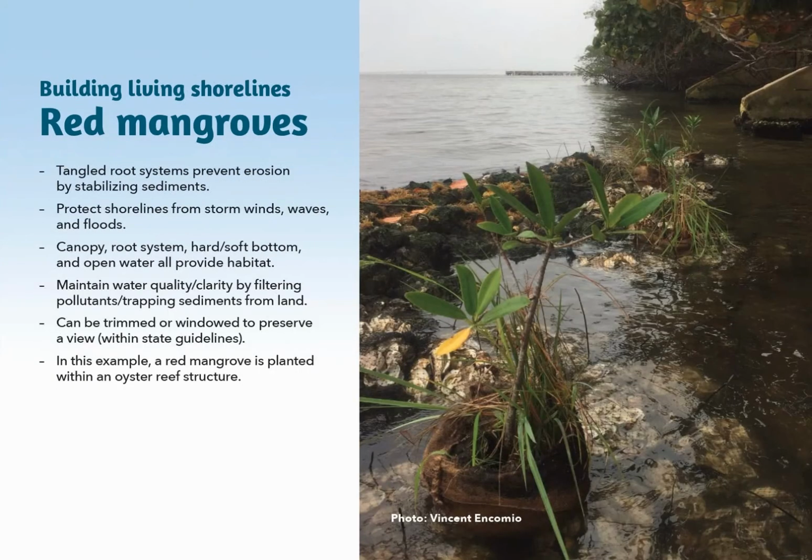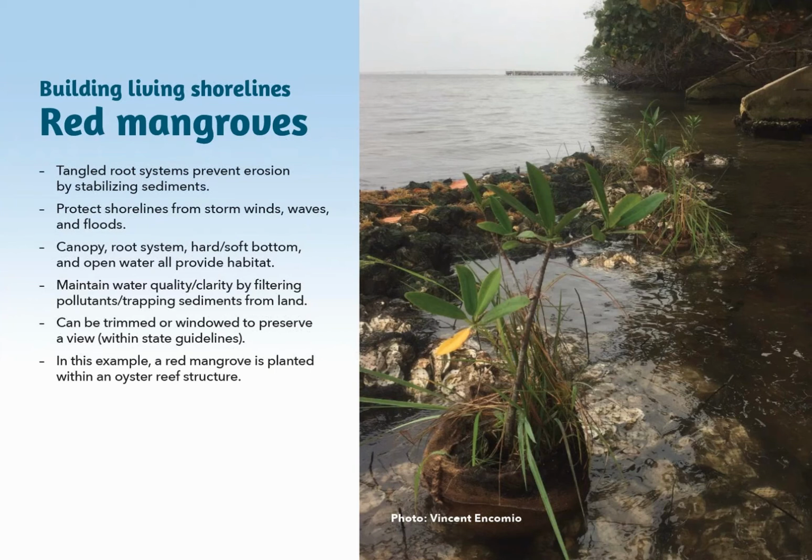The last component that I'm going to talk about is red mangroves. Sometimes when you talk to homeowners, they have concerns about this plant because there's a lot of baggage surrounding trimming it and what you can and can't do with this under state guidelines. But I want to emphasize how important this plant is to living shorelines, and that just having a few mangroves doesn't necessarily have to impede your view, if that's what you're concerned about.